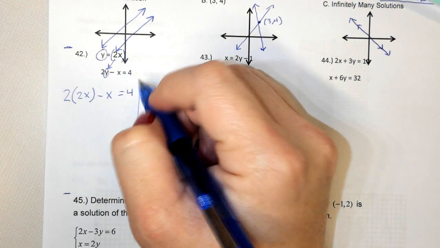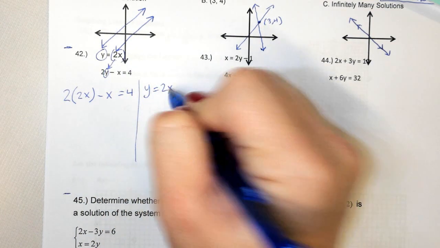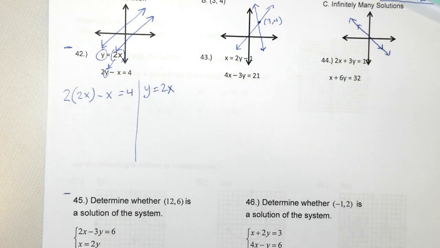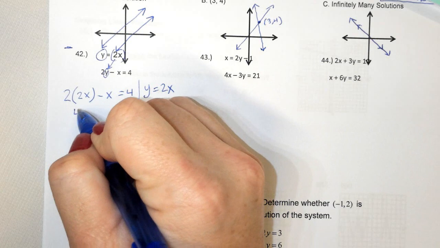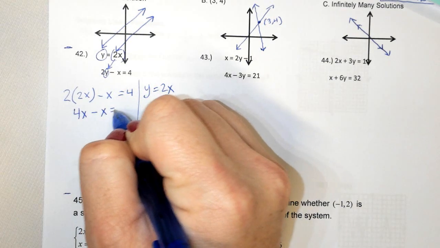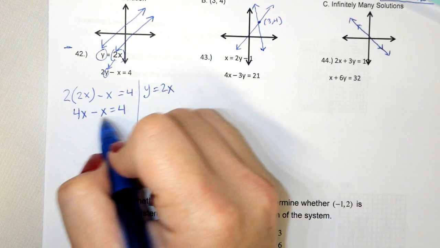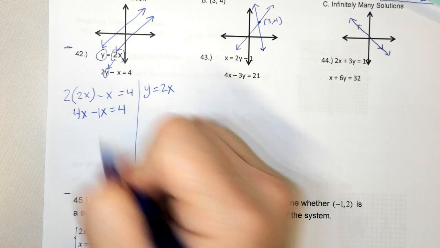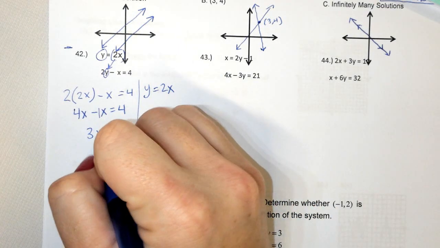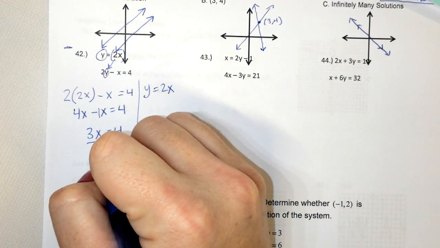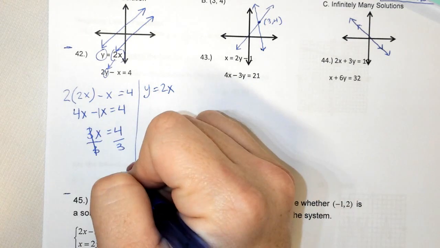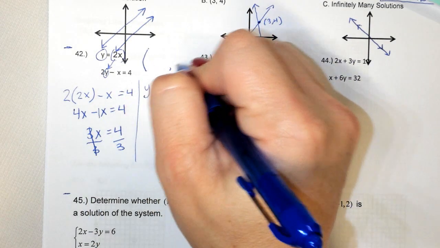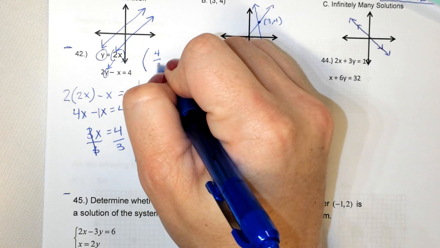And then remember, on this side, I'm going to write the other equation, my substitute equation. And I'm going to solve this because I only have x's left, so I can solve for x. So this gives me 4x minus x equals 4. Well, 4x minus x, it's like saying minus 1x, gives me 3x equals 4. So divide both sides by 3. And I get 4/3. So my x is 4/3.